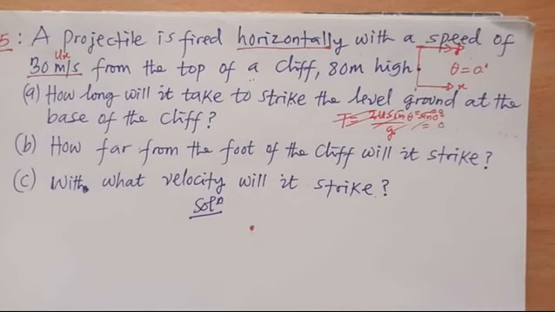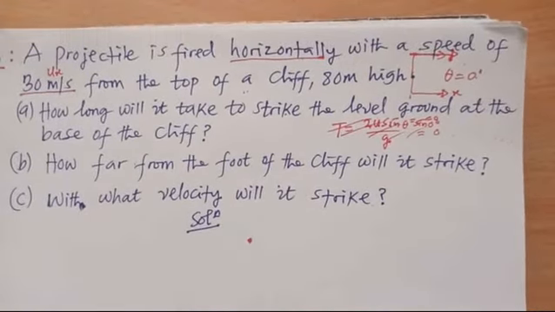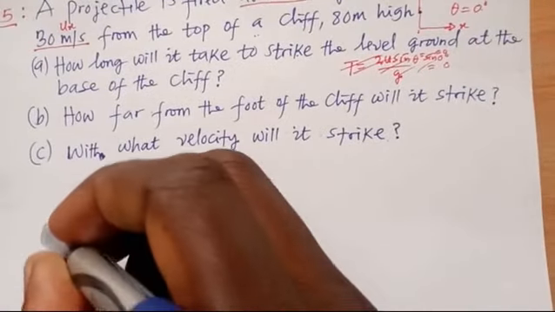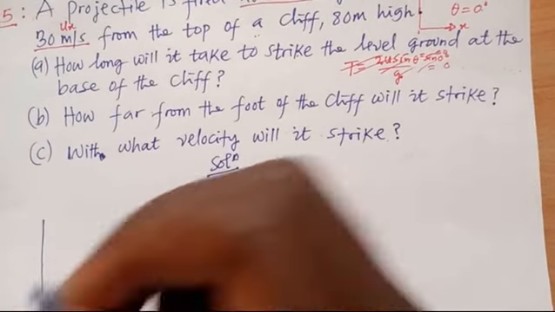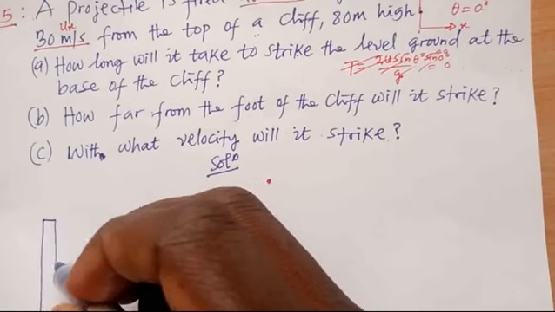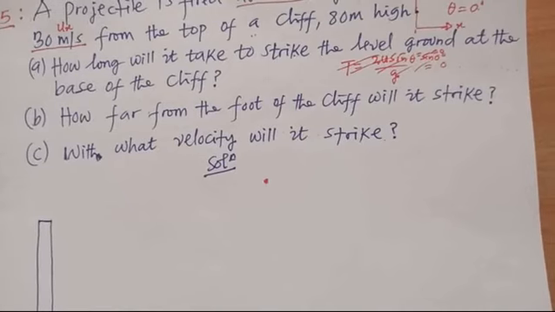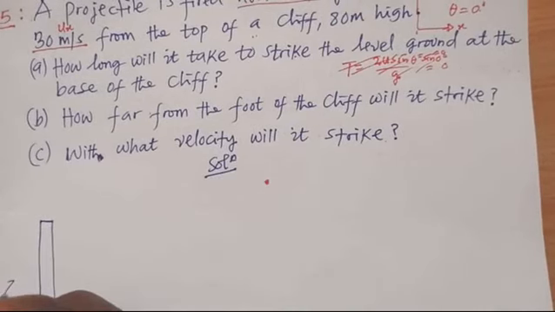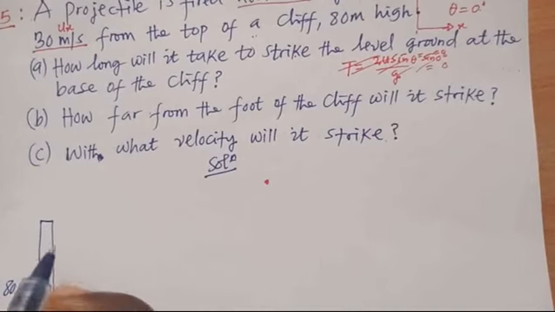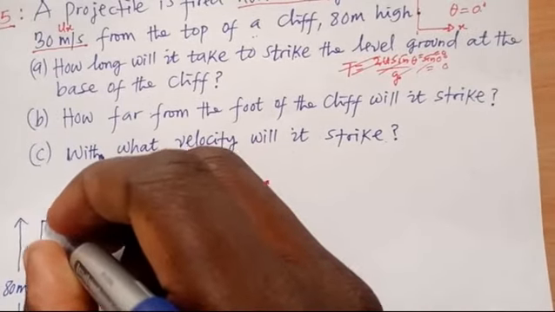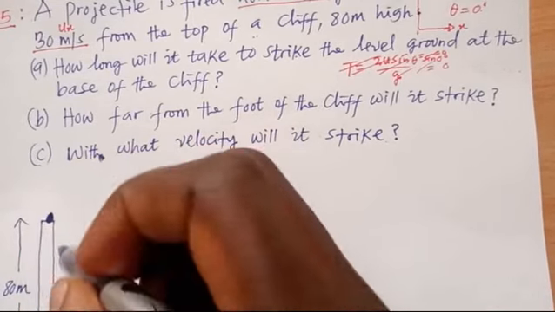But we have to draw a diagram to illustrate the situation. We are told that a projectile is fired from the top of a cliff, so we draw a vertical line to represent the cliff, or if you like, you can do something like that to make it look nice. Let's say this is the cliff, and how high is the cliff? The problem says it is 80 meters high. So from here you draw like this. This means the cliff is 80 meters high.